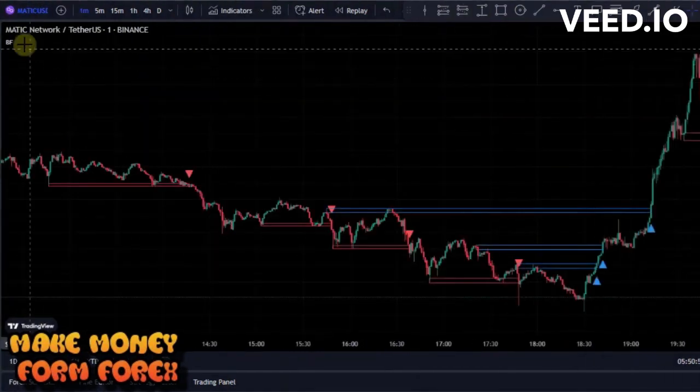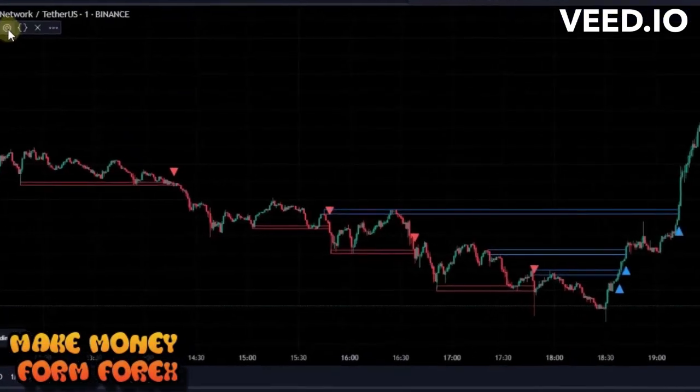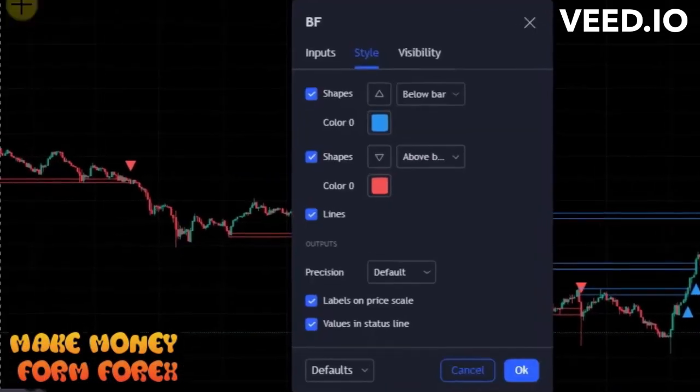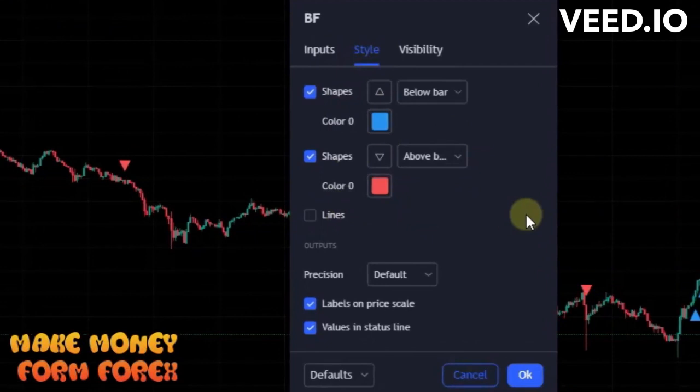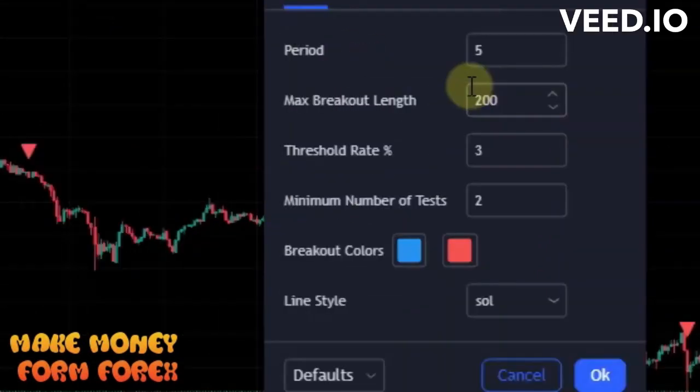indicator. For this purpose, head over to its settings and disable the line option in the style tab. Now in the input section, change the period to 10 and then change the max breakout length to 100.